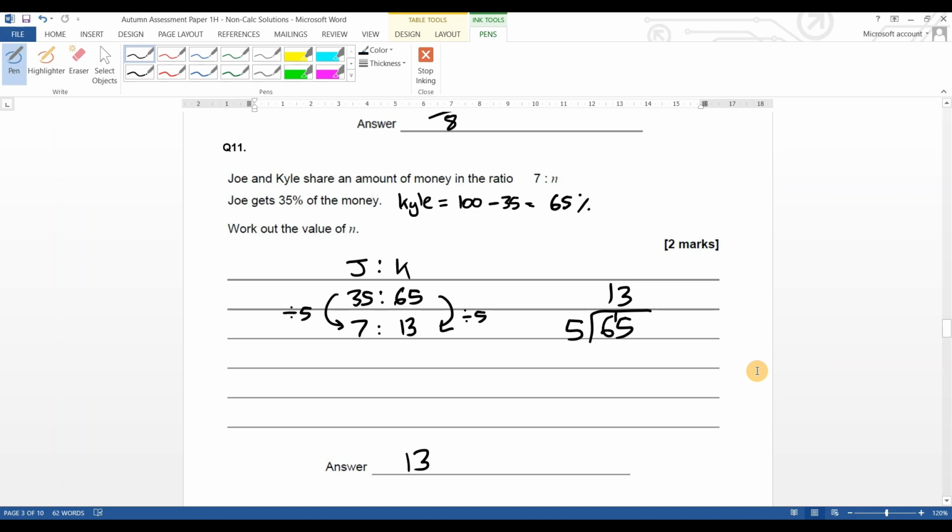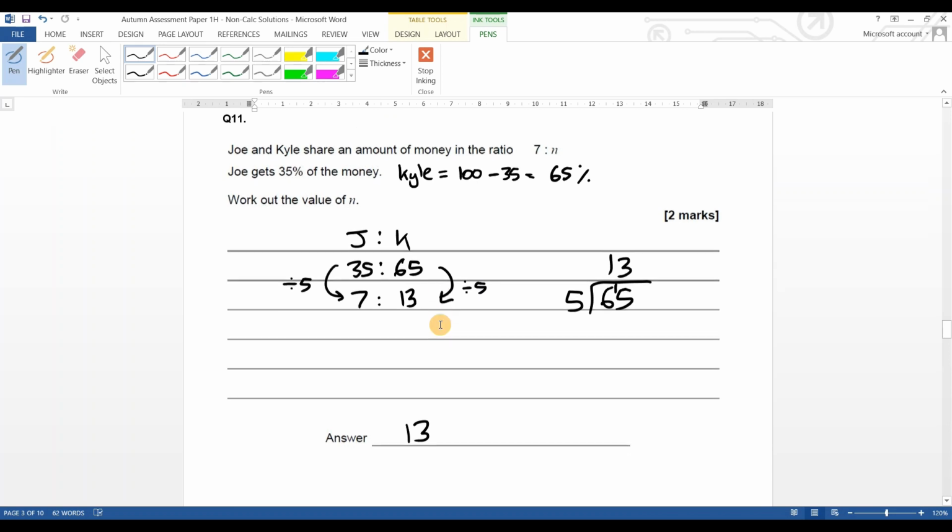2 marks just for that. That's fine. Just work out step by step. You know it's going to be Joe to Kyle. That's going to be the ratio, isn't it? We know that Joe has 35%. Kyle must have the rest, which is 65%. And just simplify it. You'll get your answer 7 to something. What is that something going to be? That's what it's asking for. And just do it step by step. Yep.